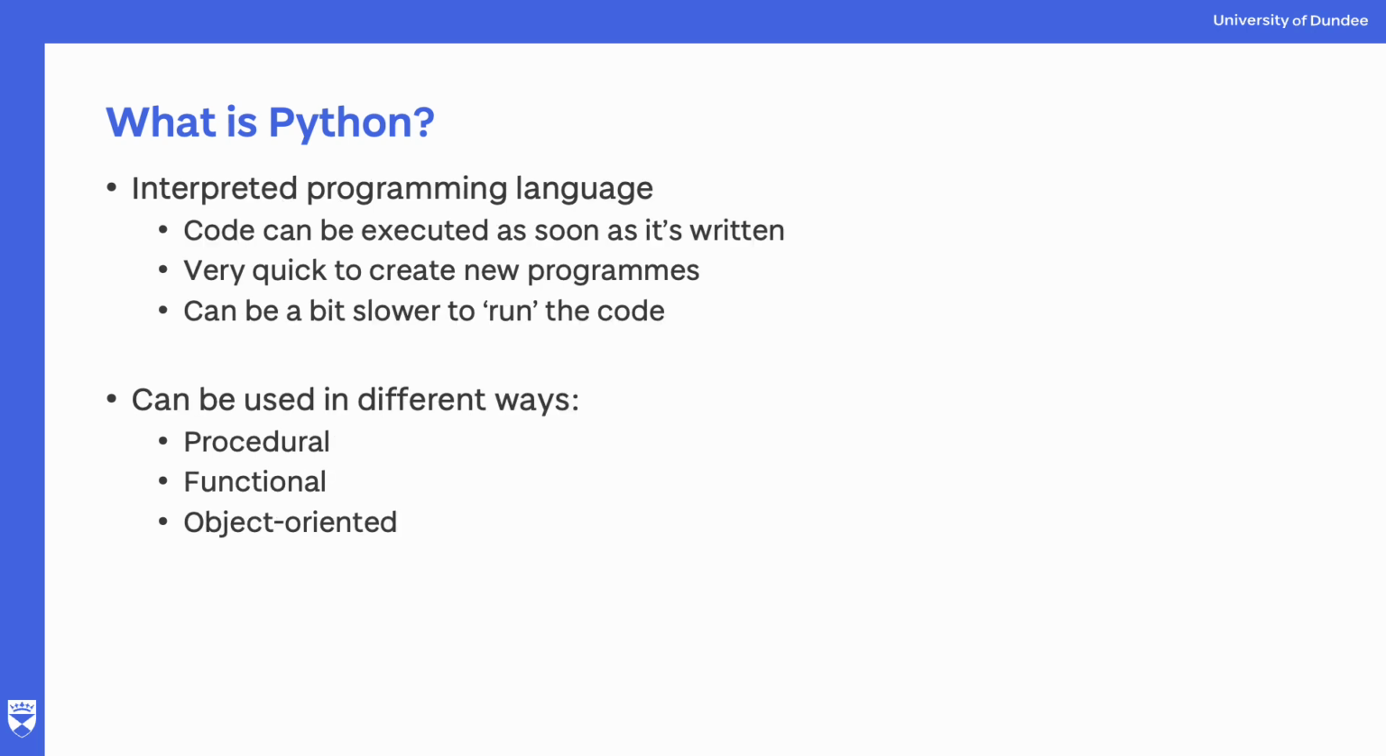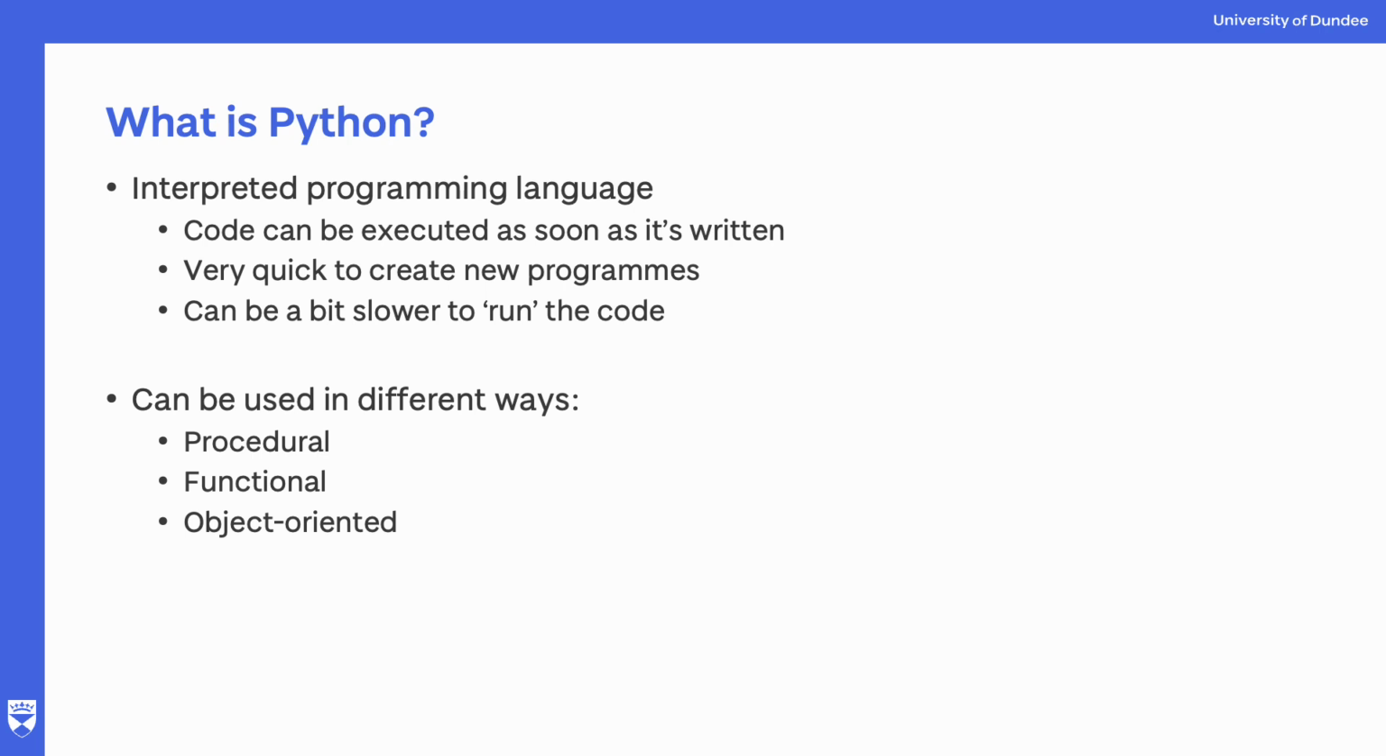And the other reason is that it can be very quick to create new programs. So Python is an interpreted programming language, which means that as soon as you write something, you can execute it. Makes it very quick to run programs. If we're running programs on a very, very big scale, then yes, it's going to be slower to run the code, but we're not going to get anywhere near this in the time that we have together. And so you will see no difference in terms of the speed between Python and another programming language. But they can be used in lots of different ways.